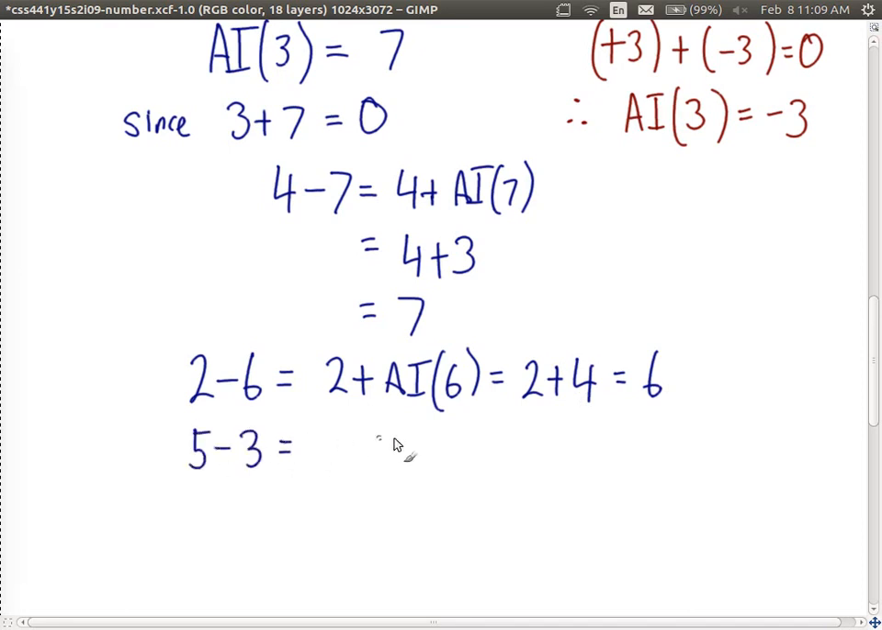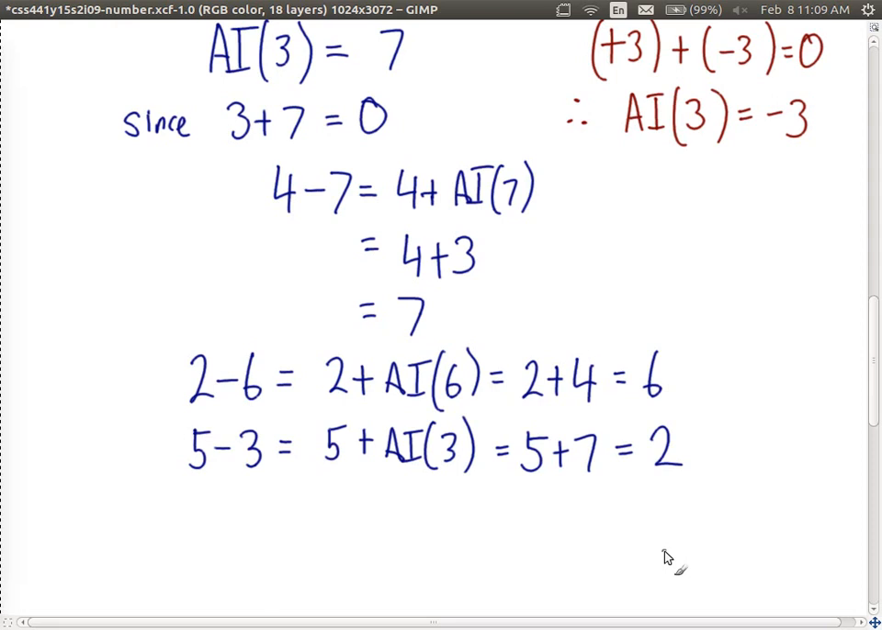5 minus 3. 5 plus the inverse of 3. We found that before: the additive inverse of 3 is 7, so it becomes 5 plus 7, which is 2. Remember, everything's mod 10. 5 minus 3 is 2. All right, that makes sense. 2 minus 6 is 6 in mod 10.